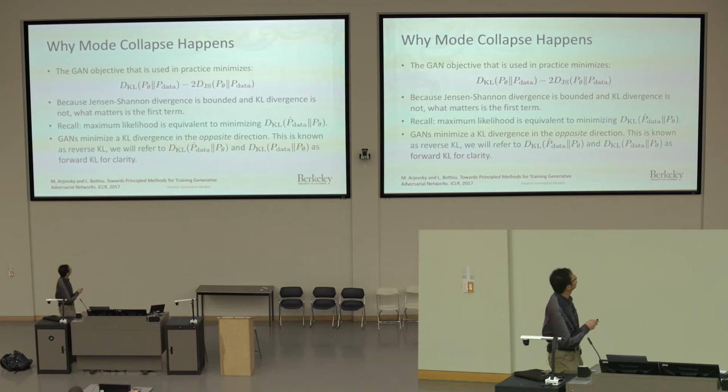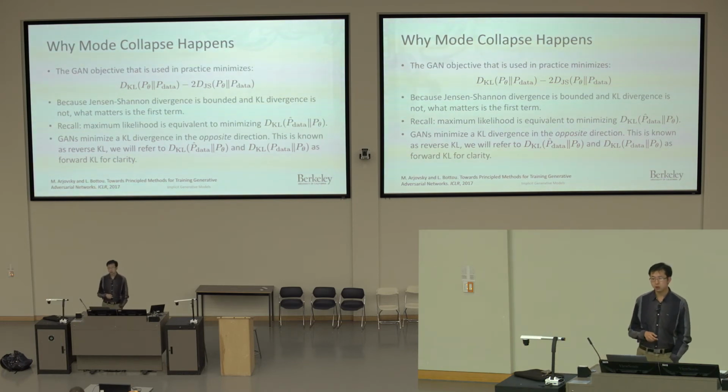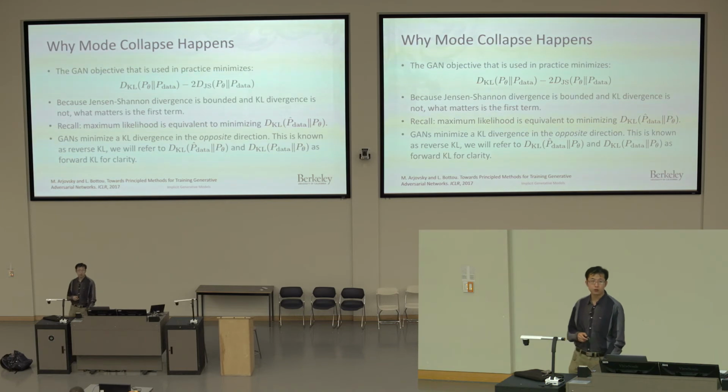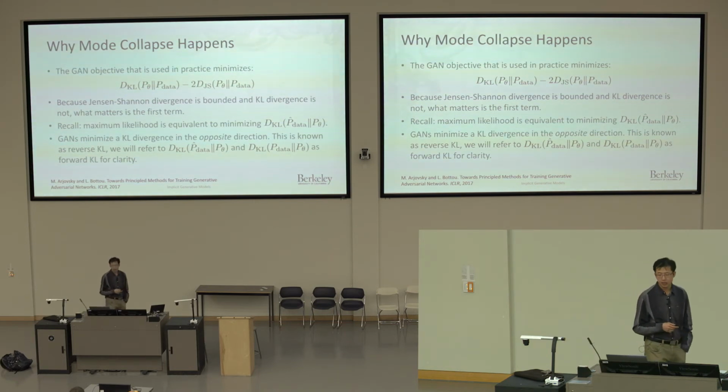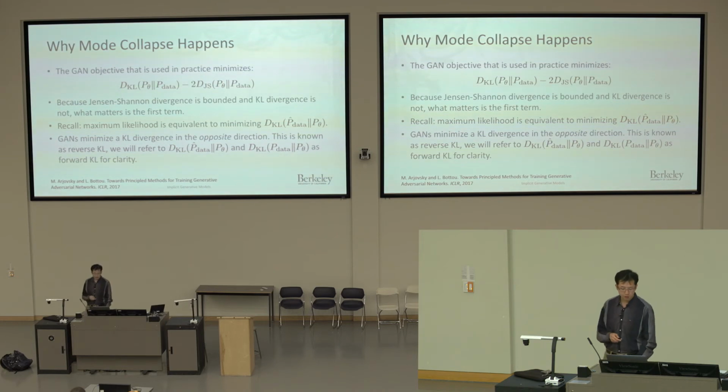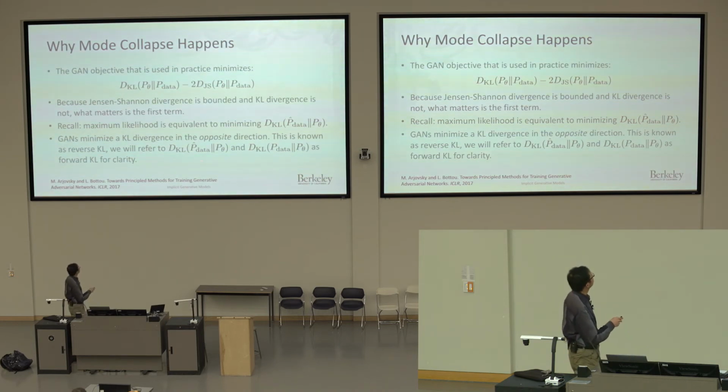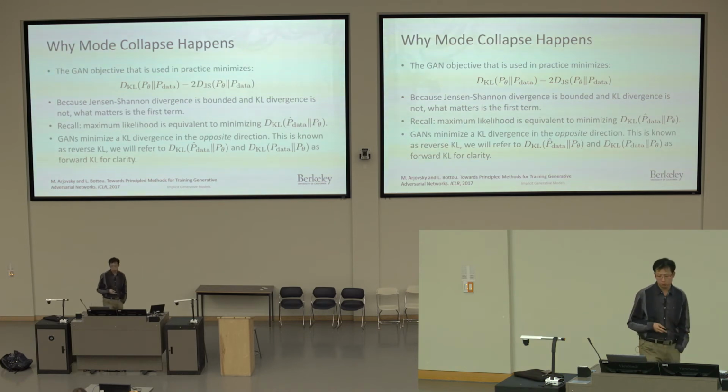So we can expect to ignore this quantity here, just because this is a term that's going to dominate. Now, maximum likelihood is equivalent to minimizing the KL from the model to the empirical data distribution. That's what we saw earlier. And so essentially, GANs are minimizing KL in the opposite direction. This is known as reverse KL. The reverse KL is from the true data distribution to the model, whereas the forward KL is from the model to either the empirical data distribution or the true data distribution.